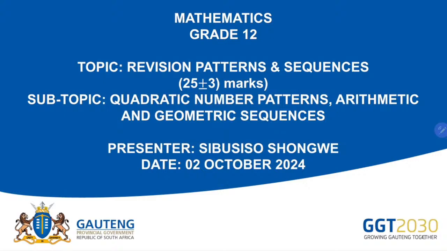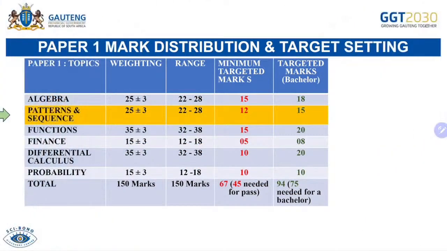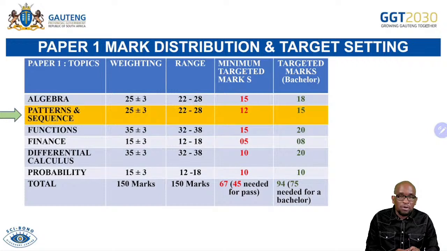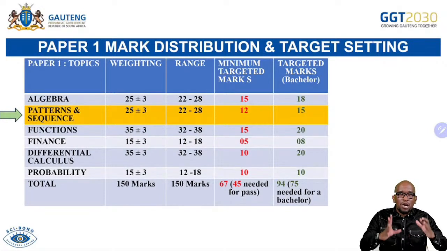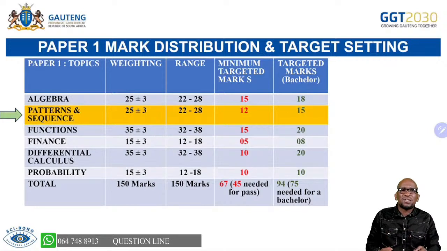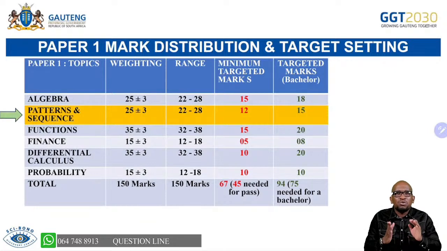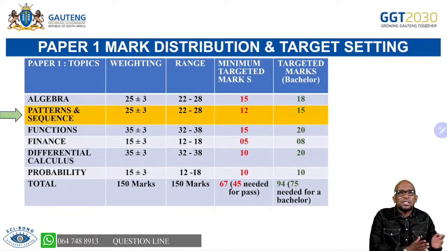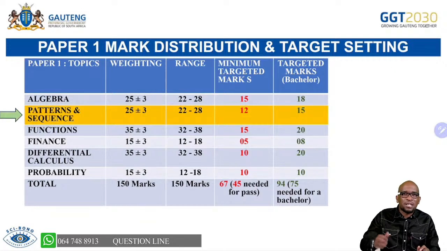So this is the first of the revision series, and today we are going to be focusing our attention on number patterns as well as sequences. So now remember, we are looking at the distribution. Remember, we always say and emphasize that you should be setting up those targets. They are very, very important. Target per topic. So as and when you practice a specific topic and you are looking at past exam papers for that specific topic, you go also and check whether you are meeting that particular target that you've set yourself.